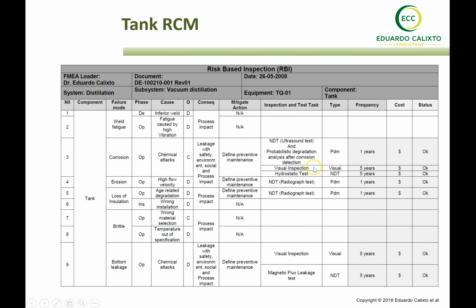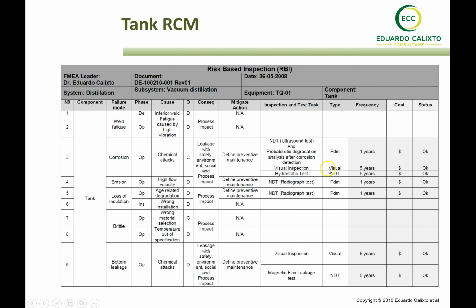Okay, visual inspection and hydro tests in the tank. Some of these tests are defined by regulation, by law. This one is one of them: you need to carry out a hydro test every 5 years.